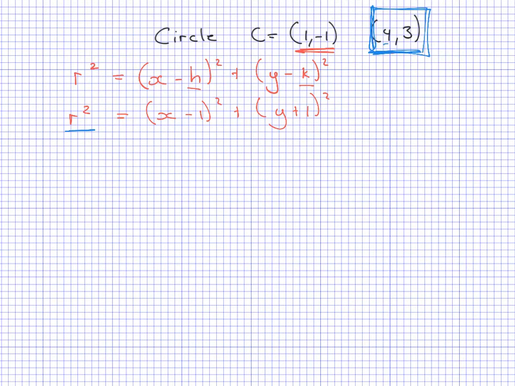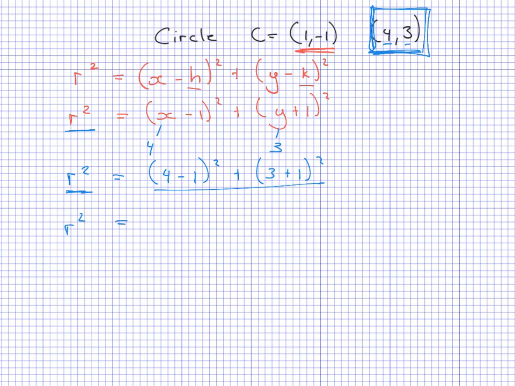So what we'll do is we'll sub in place of x and y, 4 and 3. And what you'll notice then is that there'll be no variables on the right-hand side of the equals sign, and the only thing left solving for is r squared. So when we solve this side, we're going to find out what r squared equals.